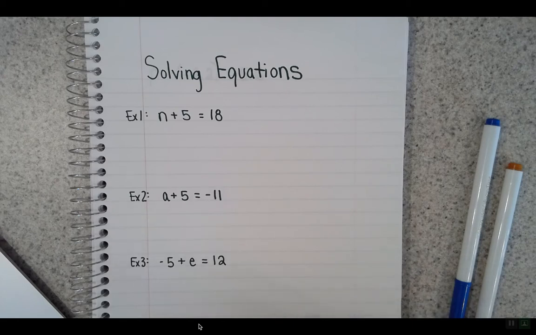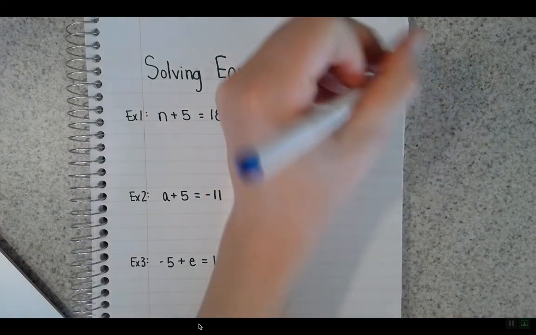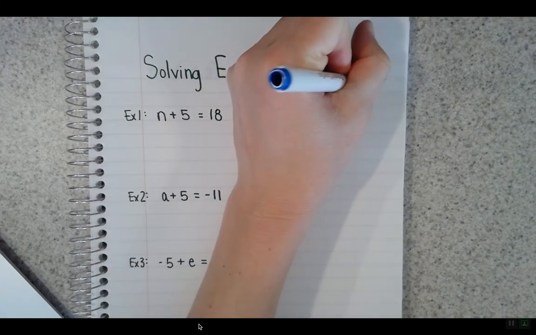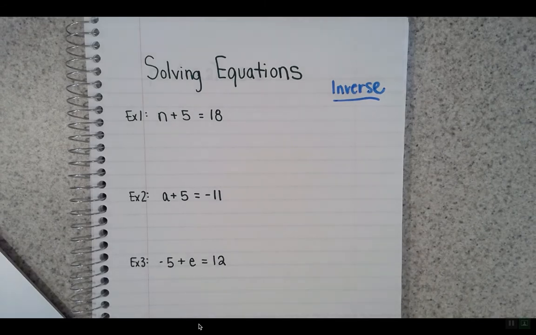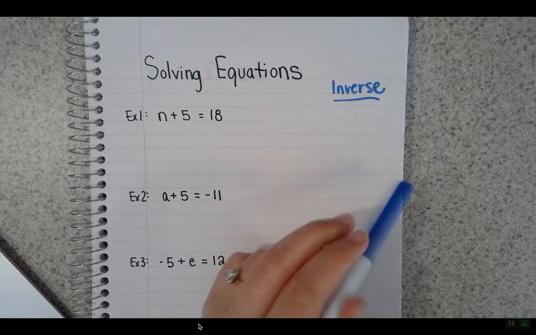The work that you need to show to solve for an unknown variable is called inverse work. Inverse is kind of like the word opposite or reverse. The inverse is just doing the opposite of the operation you see. If you see addition, you'll use subtraction to reverse it. If you see multiplication, you'll use division to reverse it. We're going to be using inverses here.